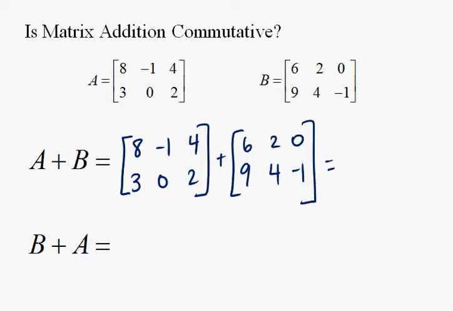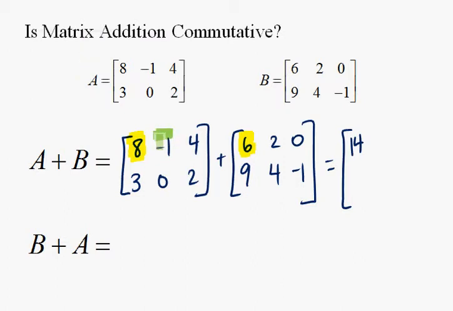So in order to add matrices together, the process is pretty straightforward. All that I do is I add up the corresponding entries. So I'm going to take the entry in the first row, first column of matrix A and add it to the entry in the first row and first column of matrix B. So all I'm doing is 8 plus 6, which is 14. That gives me the entry in the first row and first column of my result matrix.